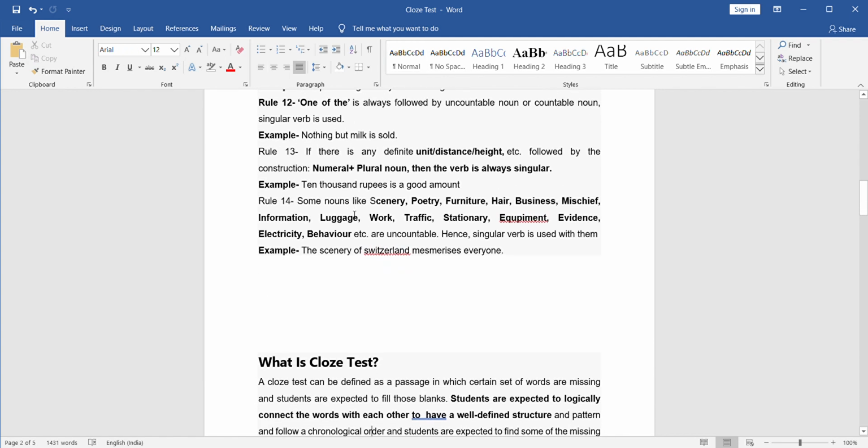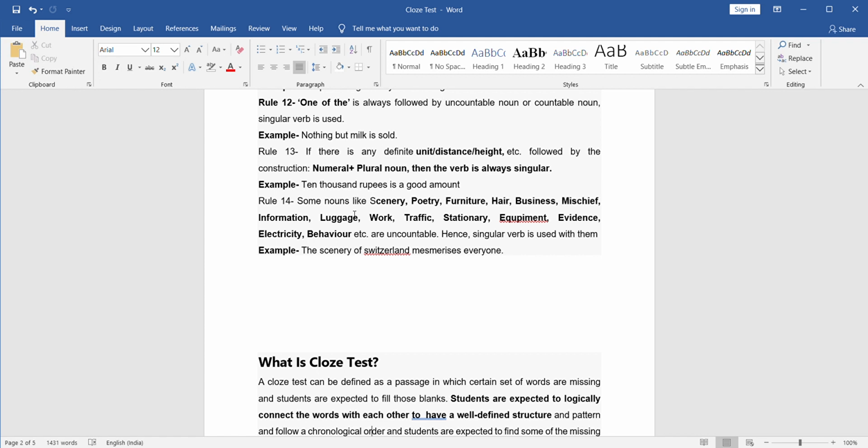Okay, some nouns like stationery, poetry, furniture, hair, business, mischief, information, language, work, traffic, equipment, evidence, electricity, behavior, those are uncountable. And always remember, uncountable is something we are not defining, so we are not sure. So it is always a singular verb. Let's say we are saying milk, but we don't know if it is exactly one drop or more than one. So that's why it is a singular verb.